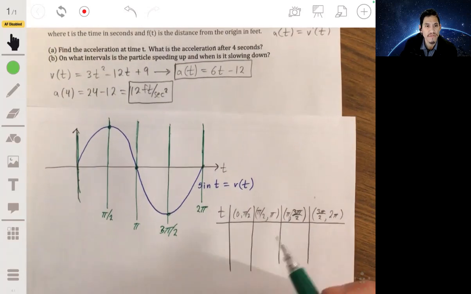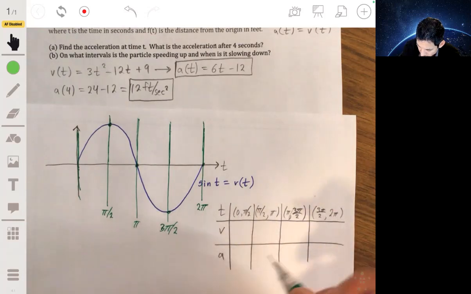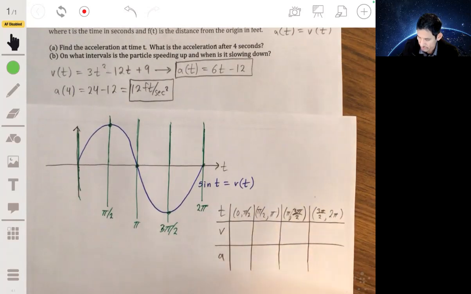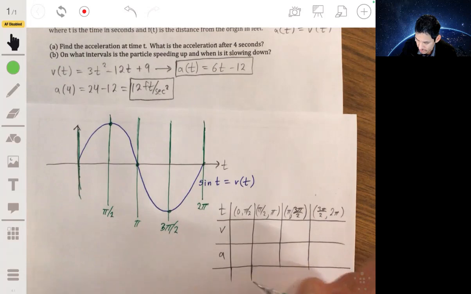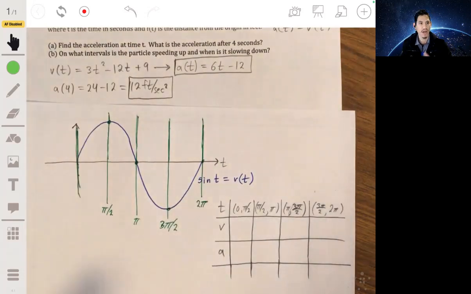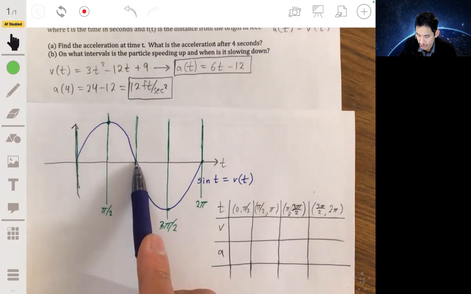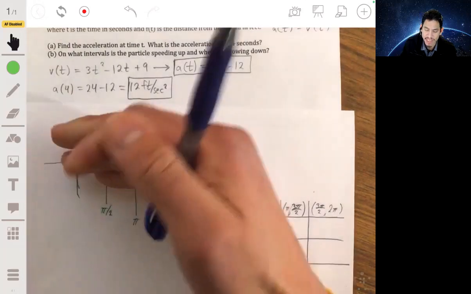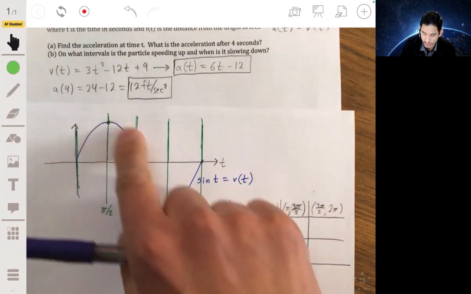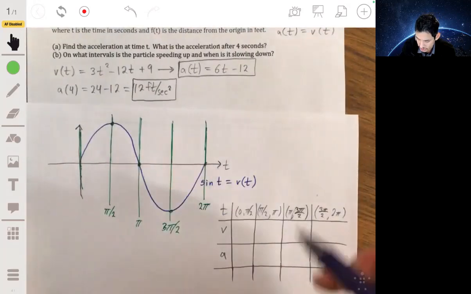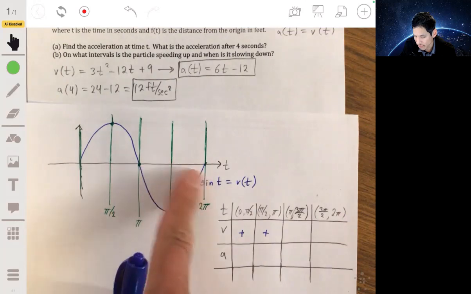And then we want to analyze the signs of the velocity and acceleration graphs in each of these intervals, and say what's going on with the motion of the object. From 0 to pi, velocity is positive because it's above the t-axis. It doesn't matter that it's going up and then going down. Velocity is always positive from here to here, so we're going to put a positive symbol all along here. But then from here to here, velocity is negative.